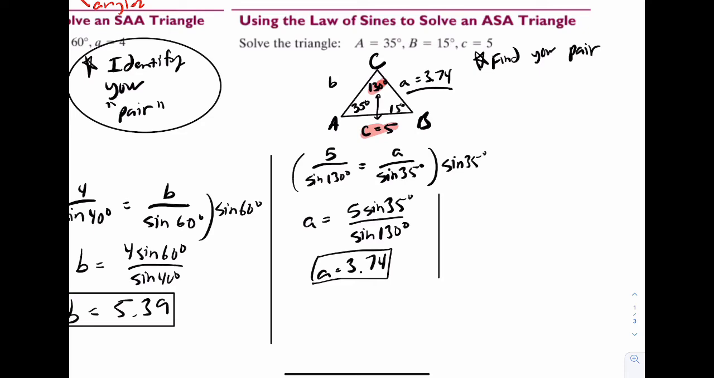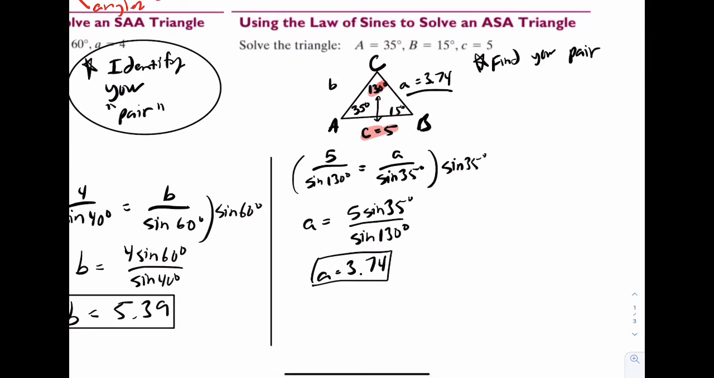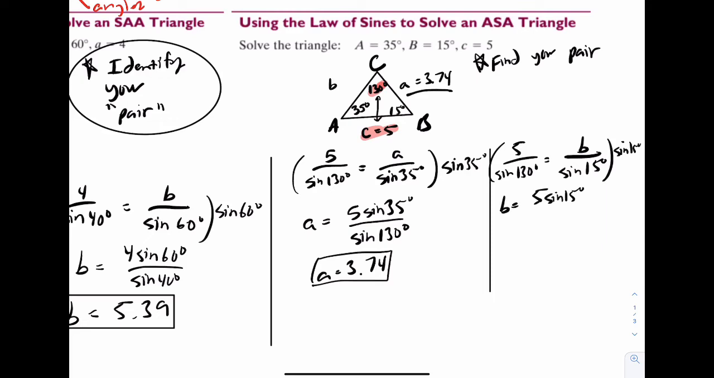Part 2, start with your pair. Let's put that over here. 5 over sine 130. That's equal to B over sine B, which is 15. Solve for B, multiply by sine 15. So B should equal 5 sine 15 over sine 130. So B must equal 1.69. And again, you get these values by plugging them in your calculator.